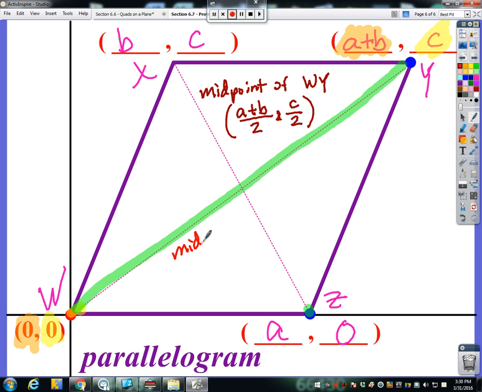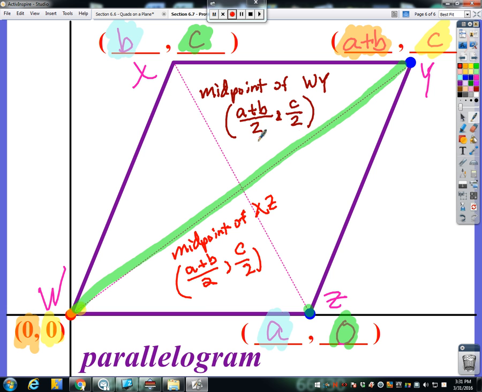So now let's work on the midpoint of xz. And again, we have to split this thing up between the x and y coordinates. So what is the average of the x coordinates between b and a? Well, it'd be b plus a or a plus b. Doesn't matter which way we add those. And we divide it by 2. And then what is the average of our y-coordinates between c and 0? Well, c plus 0 is c, and we divide it by 2. And so we do see that these two diagonals have the same midpoint. And if they have the same midpoint, they are bisecting each other. So that's where we're going to conclude here.